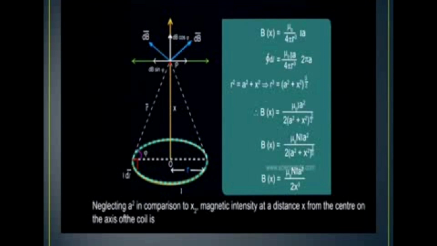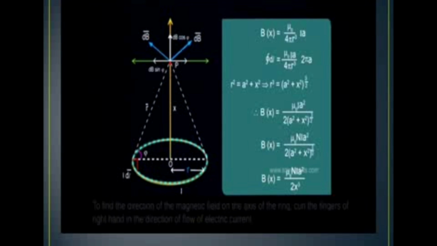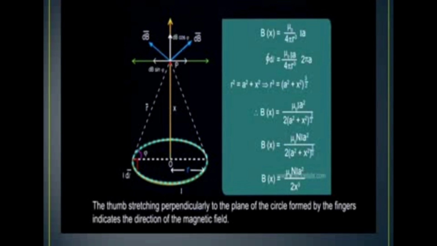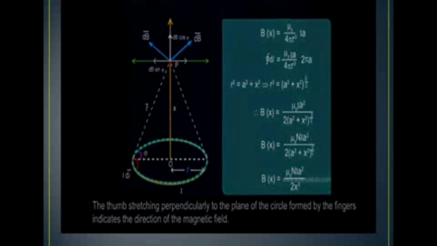Comparing the two distances, a square and x square, a is very, very small, so that value is neglected, and x square whole to the power of 3 by 2 gives x cube. To find the direction of the magnetic field, curl the fingers of the right hand in the direction of the flow of electric current. So the right hand palm rule: the curl indicates the flow of current and the thumb indicates the direction of the field, according to the right hand thumb rule.